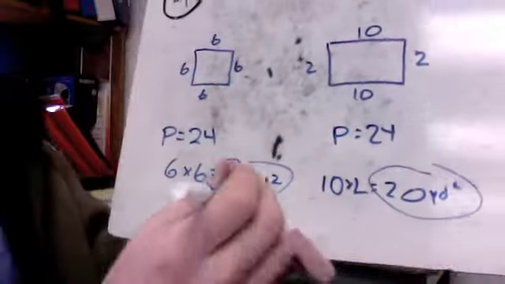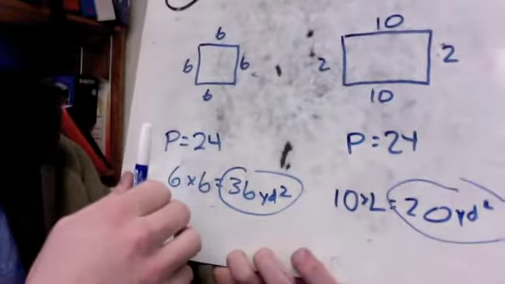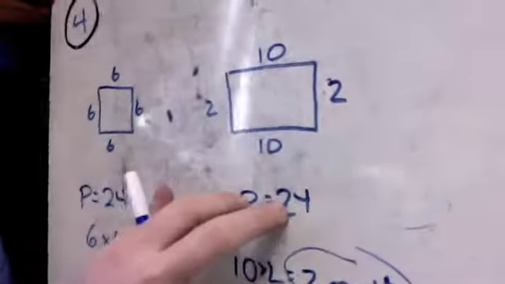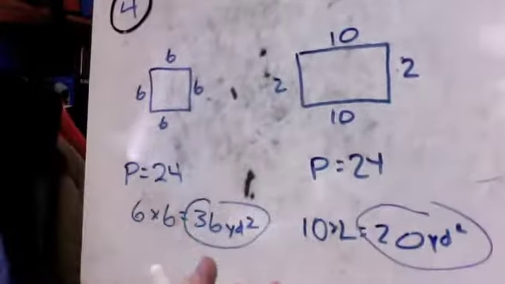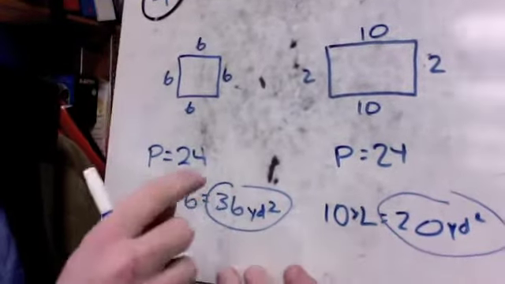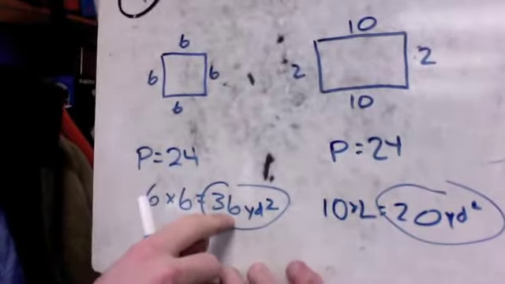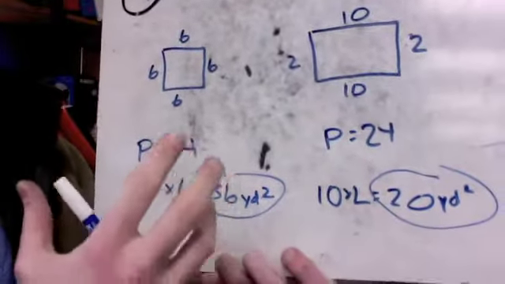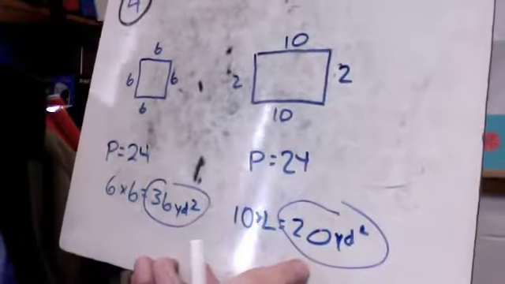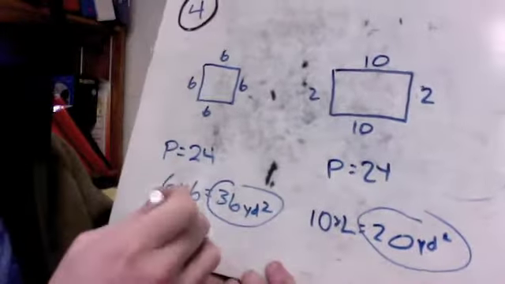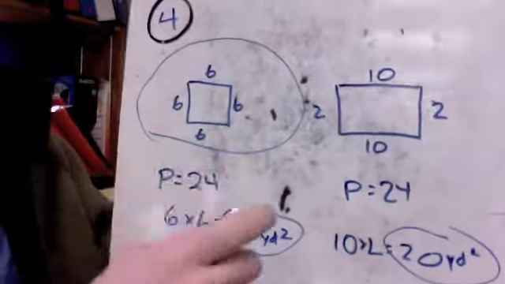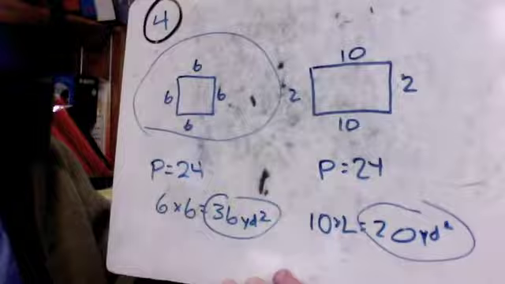So if you think about it, we've got the same amount of material. You paid the same amount for this fence as you did for this one, because it's the exact same distance around the outside. But because of the way you shaped it, this is going to give you 36 square yards to use inside of your fence. This is only going to get you 20 square yards. So it clearly would be a better deal to build a square fence as opposed to a rectangular fence.